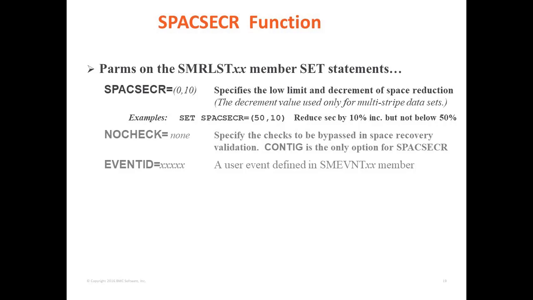The SPACSECR R-list set statements work in similar fashion to the SPACPRIM set statements. There's a decrement value and a floor limit value. The first value is the floor limit, while the second is the decrement value. Again, as in SPACPRIM, the only no-check value that is valid is contig. As mentioned before, you can create events to be sent to the console.